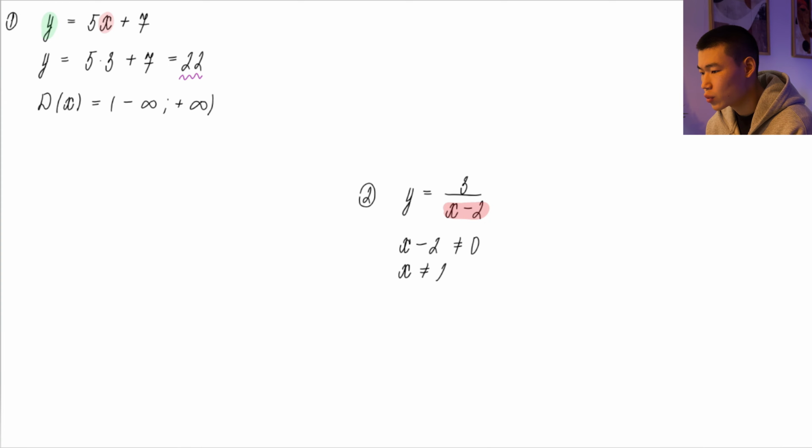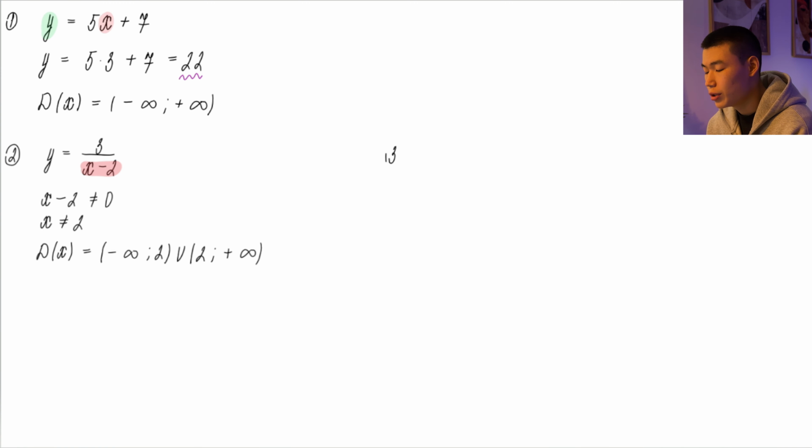So let's solve this one. x does not equal 2. So 2 is a prohibited number in our domain because we can't put 2 instead of x. That means we have this restriction, but except 2 we can choose any other number. So that's why our domain is from minus infinity to 2 and from 2 to plus infinity.